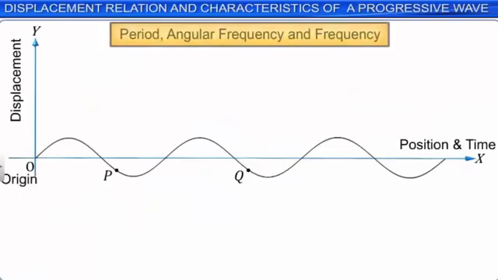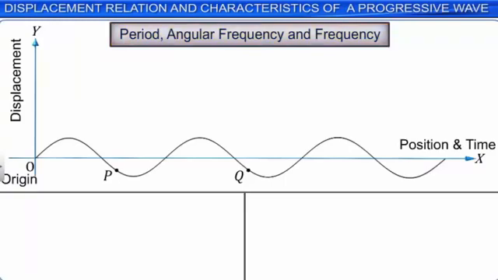Let us now discuss the period, angular frequency, and the frequency of a wave. Consider the equation y of x, t is equal to a sine into (kx minus omega t plus phi). Let this be equation 1.